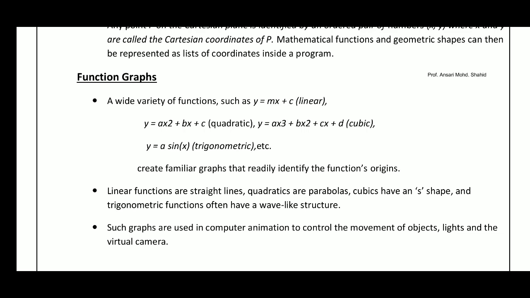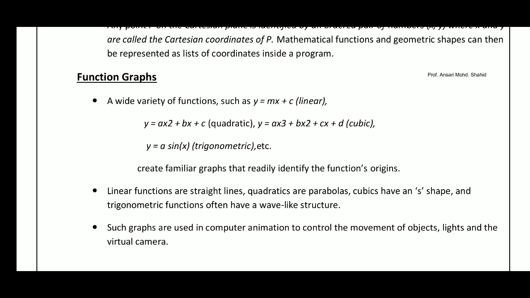So to identify these equations on the function graph, if you have a straight line denoting a coordinate, then it will be a linear equation. If you have a quadratic equation, it will have parabolas, that is up and down, with the coordinates all together, that is called parabolas. Cubic will have an S shape in a vertical format, that is called a cubic equation. And if it is trigonometric, it will have a wave-like structure, which is called a trigonometric equation on the function graph.